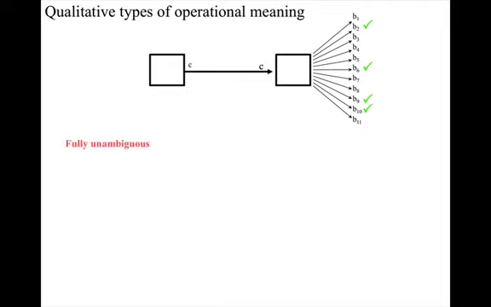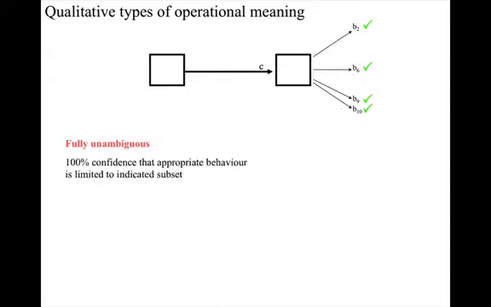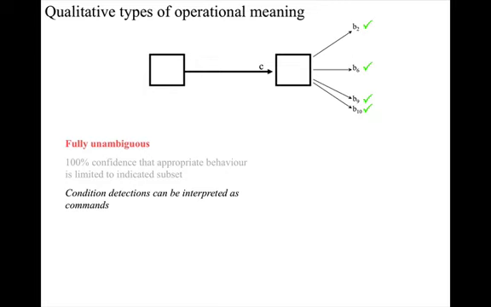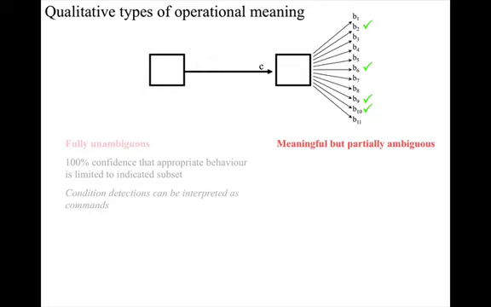In electronic systems, these behavioral meanings are completely unambiguous. In other words, there's 100% confidence that the behavior is limited to the subset. Behaviors outside the subset are completely ruled out. In this situation, a condition detection is an unambiguous instruction that commands something. And as a result, we encounter the presence of instructions everywhere in electronic systems. But conceptually, there's an alternative.